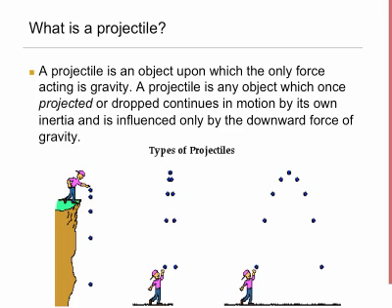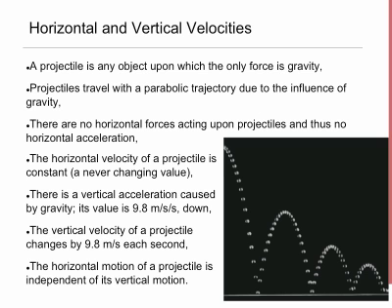Some other examples could be projectiles that get launched in an arc, like we see here. We've got two different types. A ball being thrown up, like a basketball being shot, or even a cannonball being shot would be a projectile as well. Or even a bullet being shot out of a gun. Those would be other examples of projectiles.